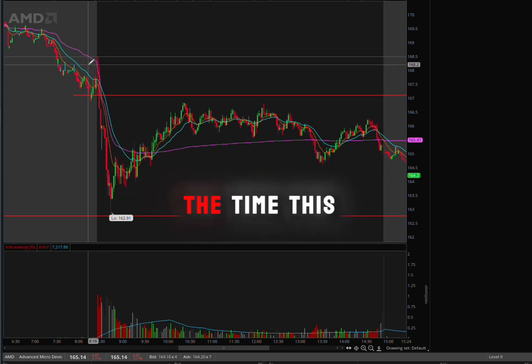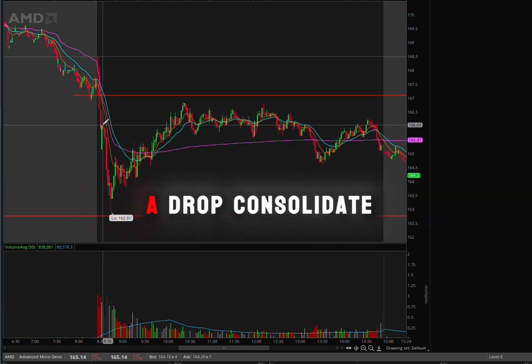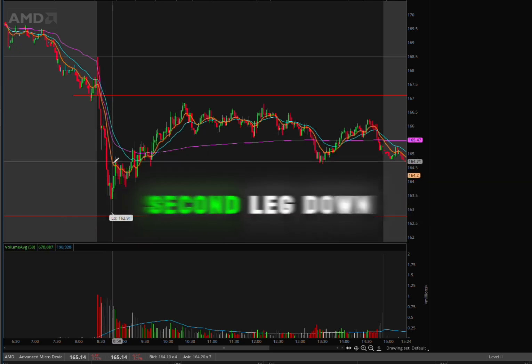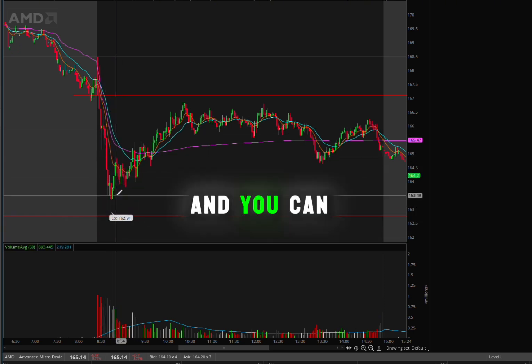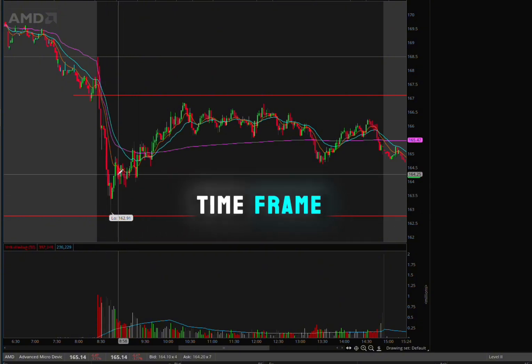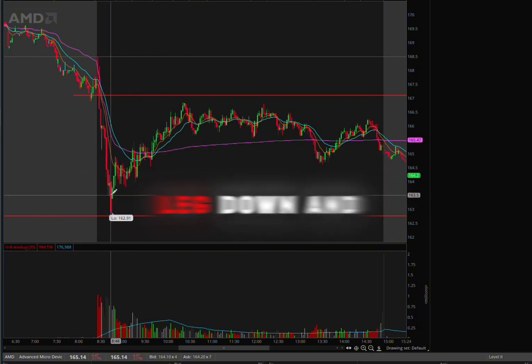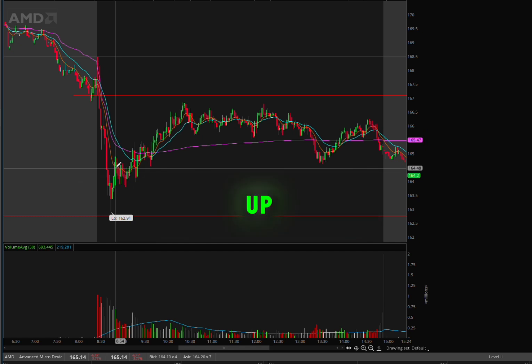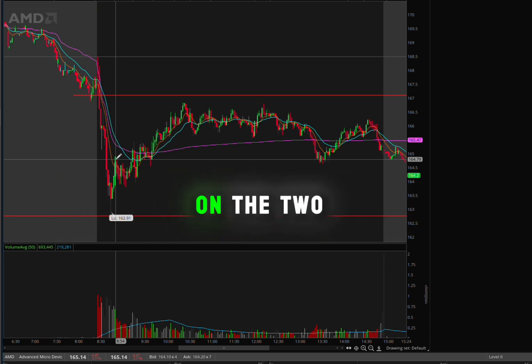A lot of the time, this is the case. It will make a drop, consolidate, and make a second leg down. And you can see here we came right down to my support area I've drawn from the 15-minute time frame. Make that second leg down, and then we bounce up, and then you can get out either on a break above the 9 EMA, or you can look for a double bar break on the 2-minute candle.